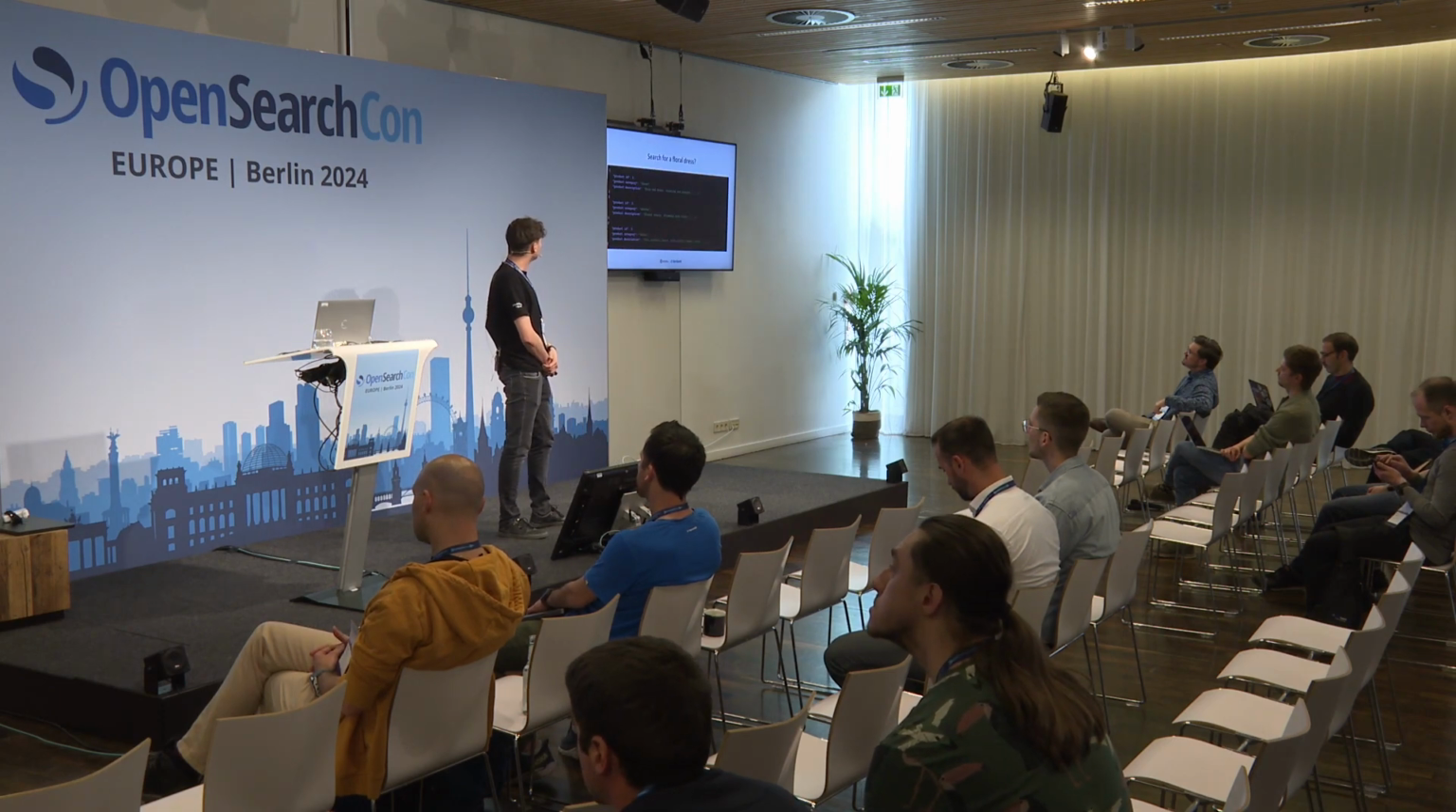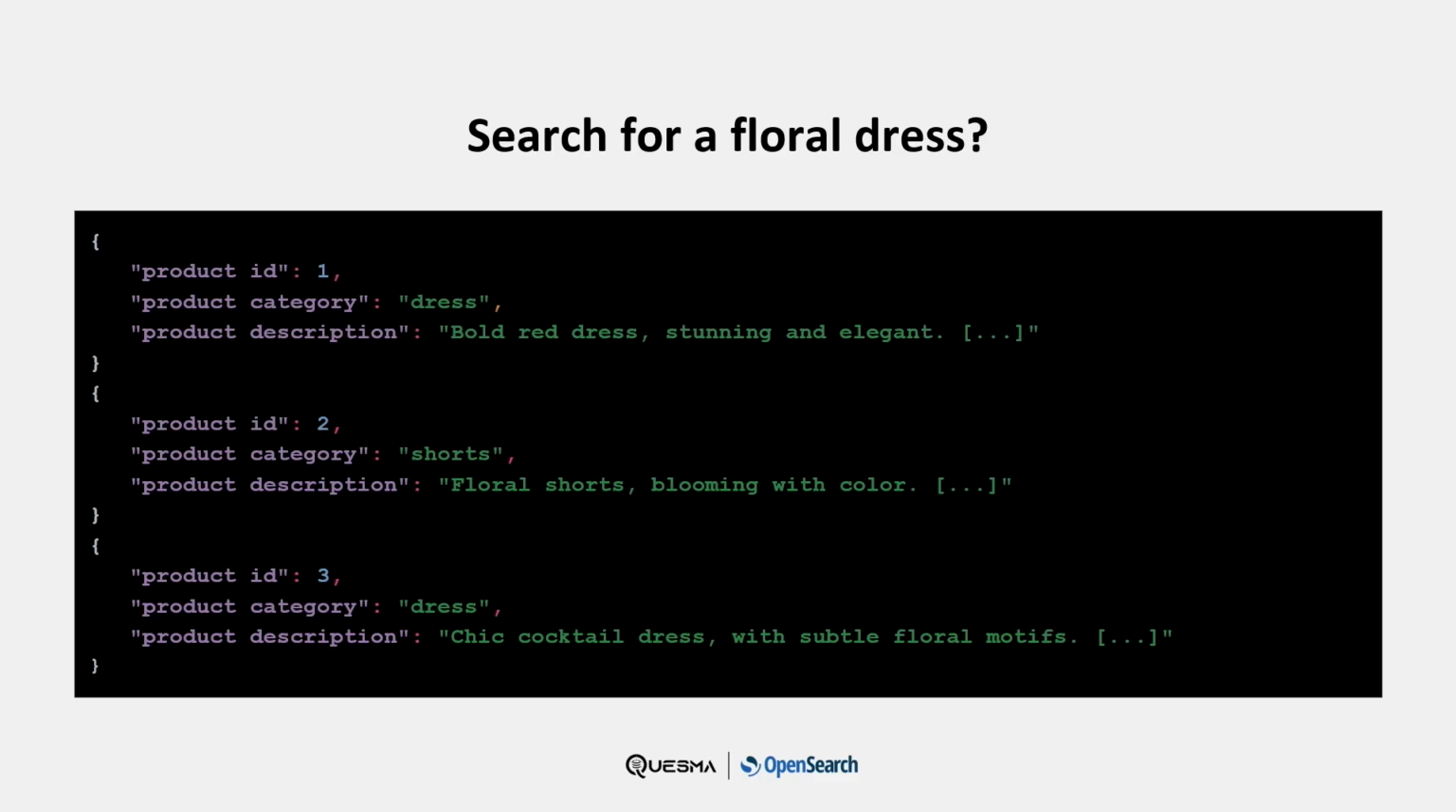And we are going to use a very simple example. Let's say that we have an e-commerce store and three documents, three products in our document collection. There's an ID, there's a category, there's a product description, which is text. And how would we search for a floral dress, for instance?